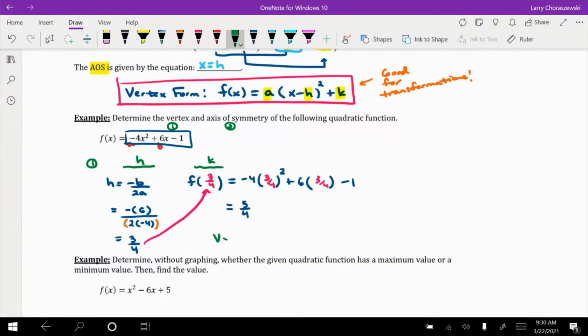Well, these are both the values of h and k, so our vertex I'm going to write as an ordered pair. Our value of h is 3/4, and the value of k, which we just calculated, is 5/4.